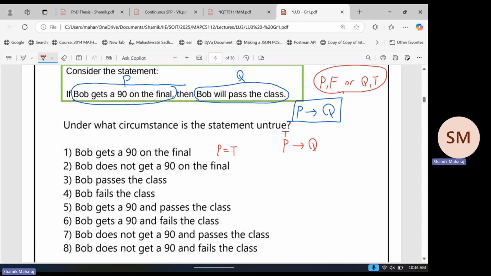What exactly we're trying to do. This is telling us P is true. Is it false or true? We're trying to determine whether this thing is true or false in each case. Consider the statement: we're just saying true or false.